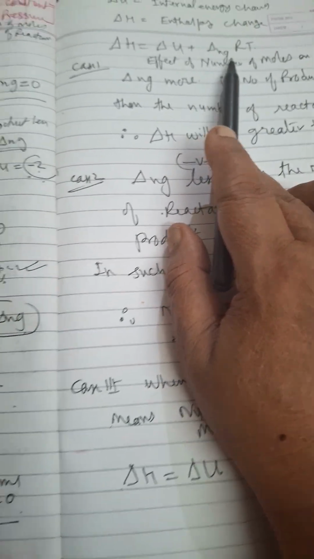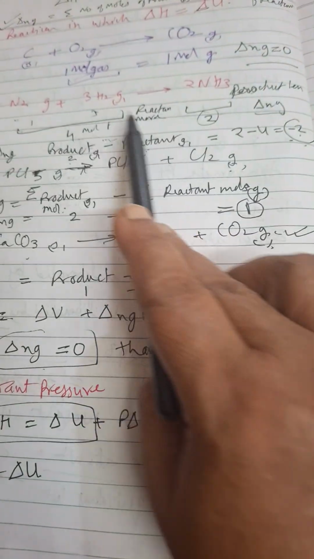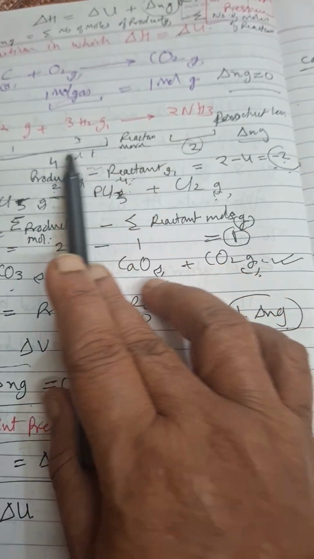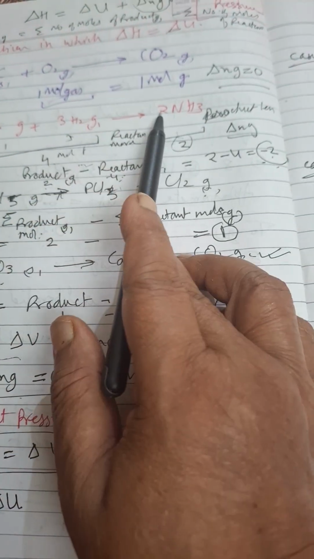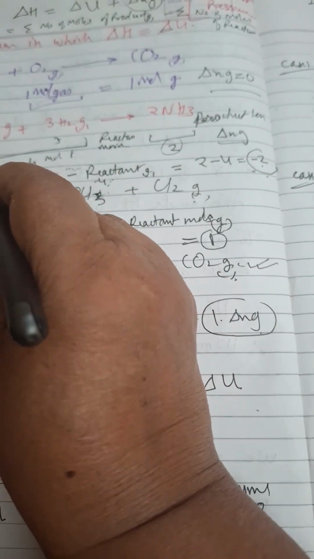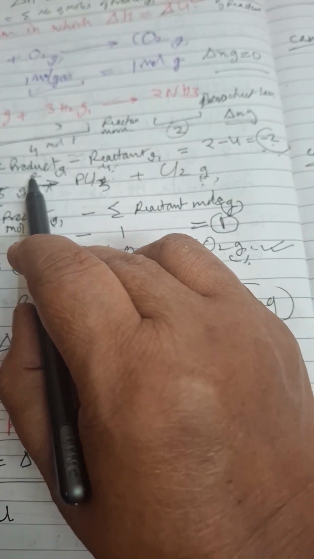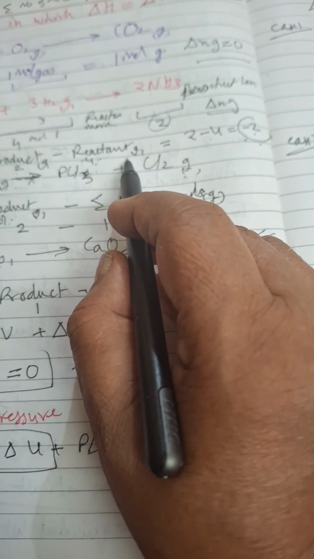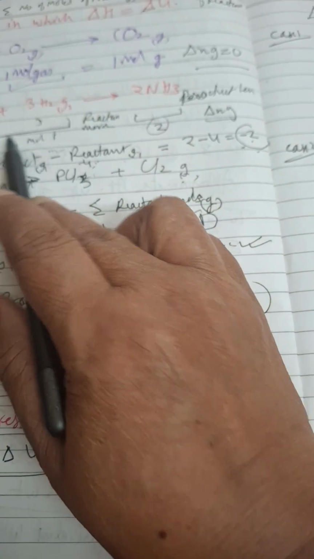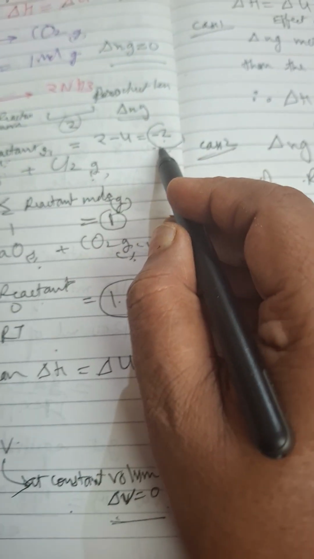But when it is negative, it means the number of moles of reactants is more as compared to products. See here, reactants are 4 moles, products are only 2. So Δng will be equal to -2, because reactants are more, and the formula is sum of product moles minus sum of reactant moles. So here 2 moles of product and 4 moles of reactant. So it is a negative value.